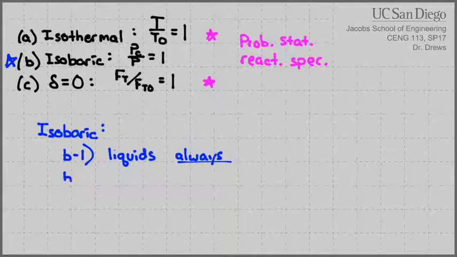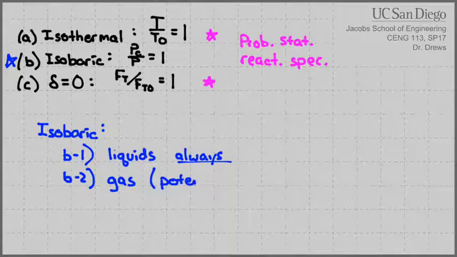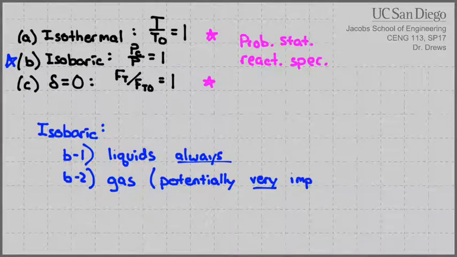The other option for B2 is if you have a gas, and here the pressure drop is potentially very important. Why is it important sometimes and other times it's not? It depends on the style of the reactor that you have.